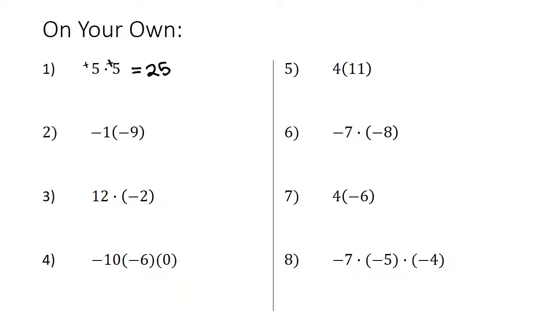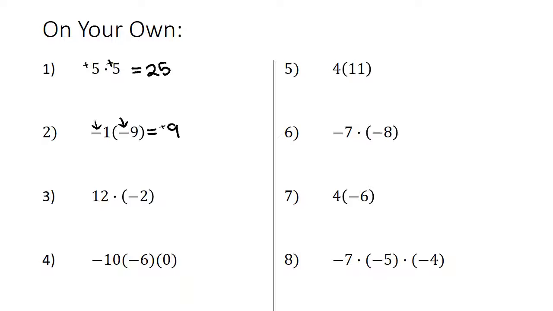Here we have negative 1 times by negative 9. So regular multiplication, which means we're going to have a 9, and now we just need to determine if it's plus or minus 9. So it's a negative times by a negative. They're the same sign, which means our answer is going to be positive.